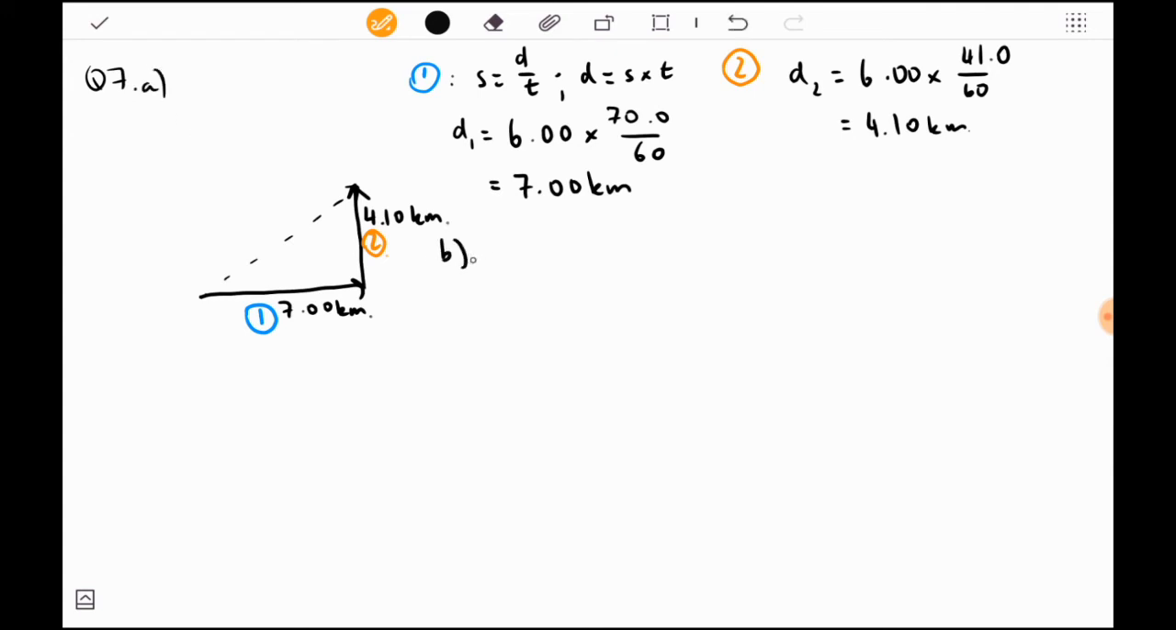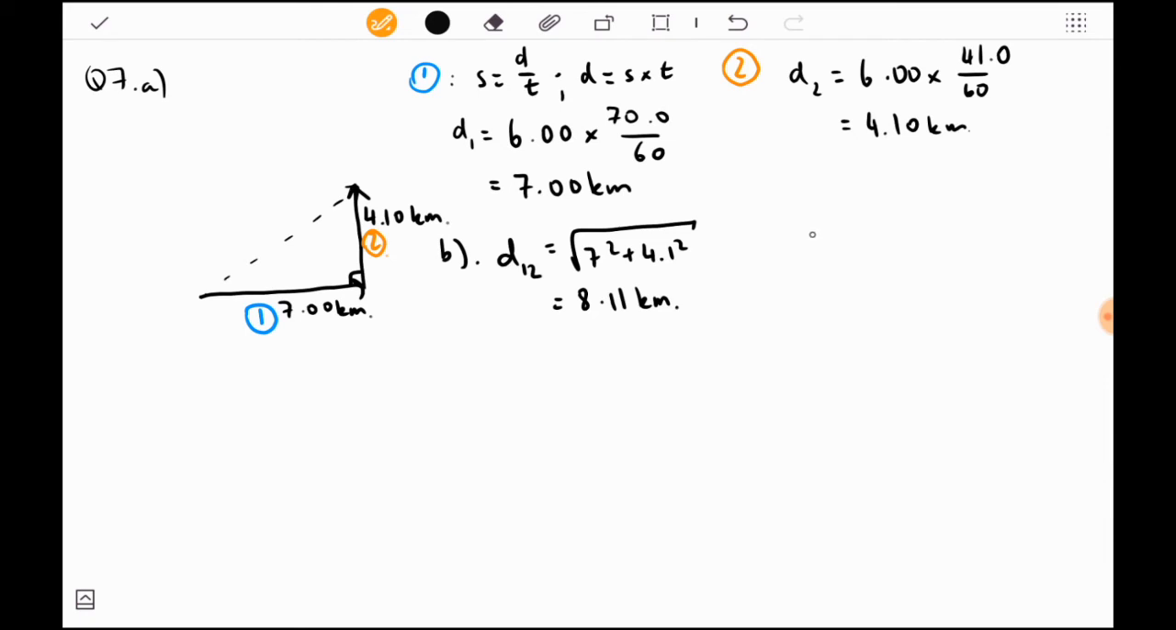Okay, so part B. So their displacement, we can just use trigonometry because they went due east then north. So their displacement so far, I'll use D12, because so far this is path 1 and parts 1 and 2 of their path. There we go. It is equal to the square root of 7 squared plus 4.1 squared, which is just equal to 8.11 kilometers.